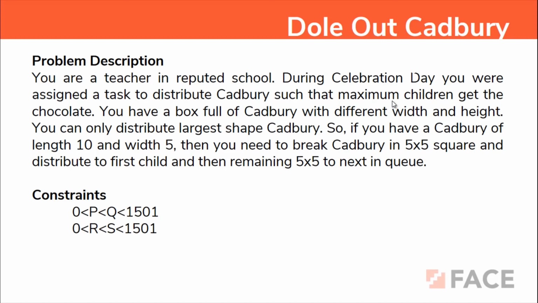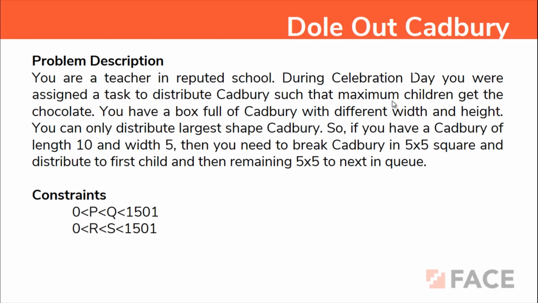If you're thinking 5 cross 5 and 5 cross 5, you are right. So you can make only 2 square pieces out of the 10 cross 5, and you will give these 2 square pieces to 2 children. So the total number of children who will get the chocolate would be 2 in this case.